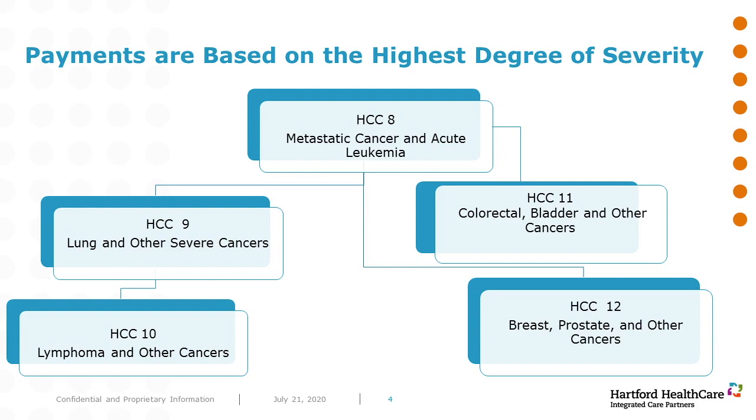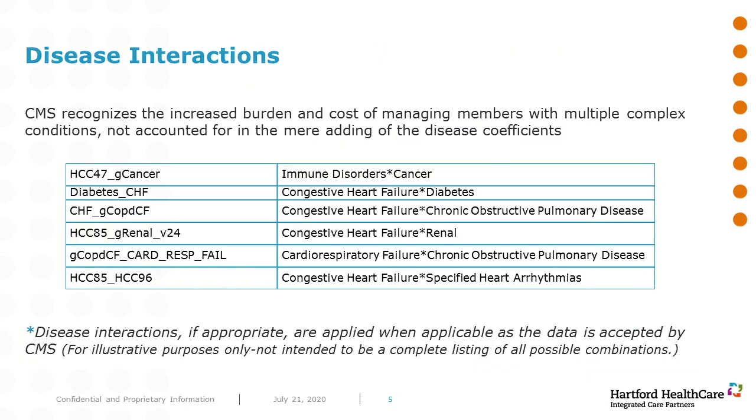HCC12 accounts for breast, prostate, eye, benign neoplasms such as the pituitary, and uncertain behaviors. This is why it's really important to document and code to the highest specificity, because every diagnosis will fall into a specific HCC. CMS also takes into account disease interactions.